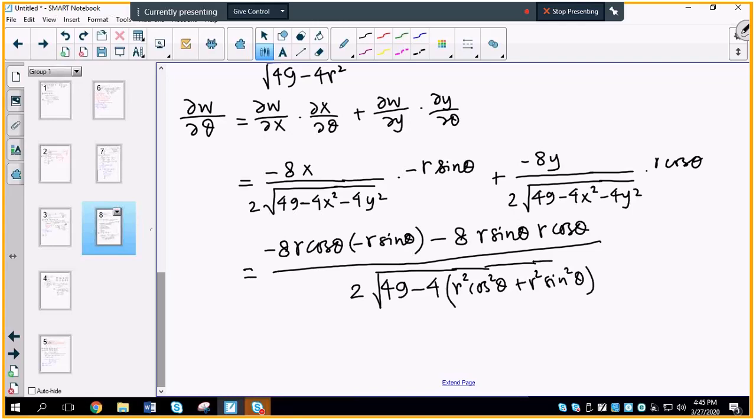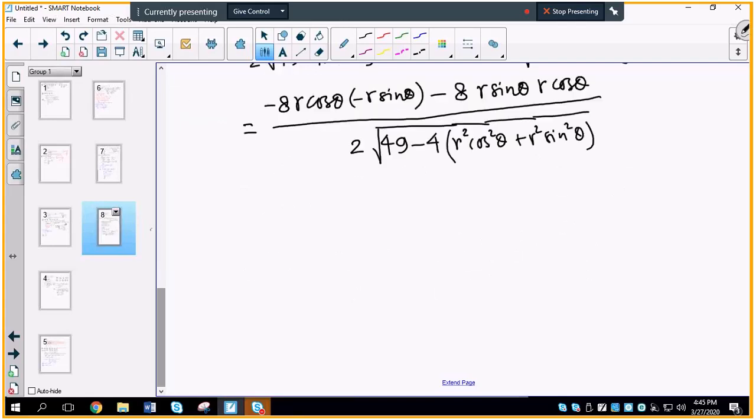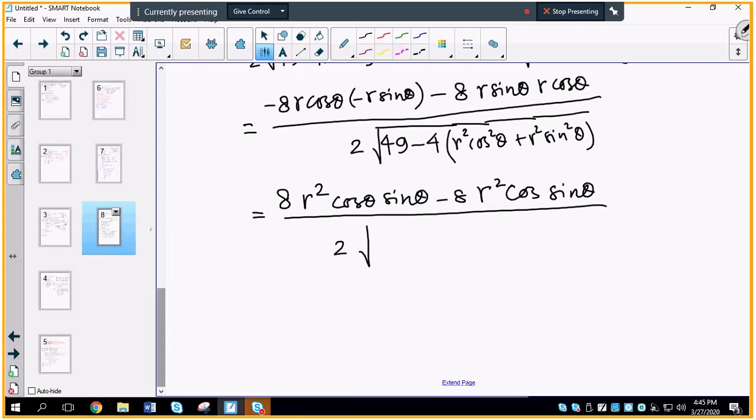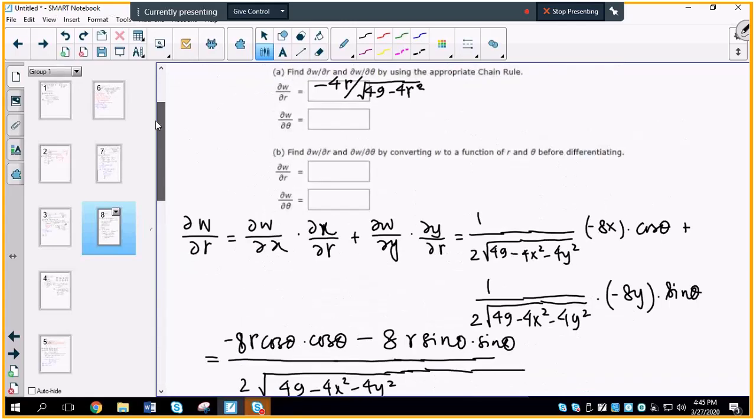But I think I have good news on the top. If you look at the signs, then you will see minus times minus in the first one will make it a positive 8r squared cosine theta sine theta, whereas you have minus 8r square cosine theta sine theta from the second term, which together is going to give you 0. And the bottom is just 2 times square root of 49 minus 4r square. Once I factored out the r square, I get cosine square theta plus sine square theta, which is 1. So this is eventually equal to 0. Hard to believe. I might have done some mistake, but we will be able to check it.